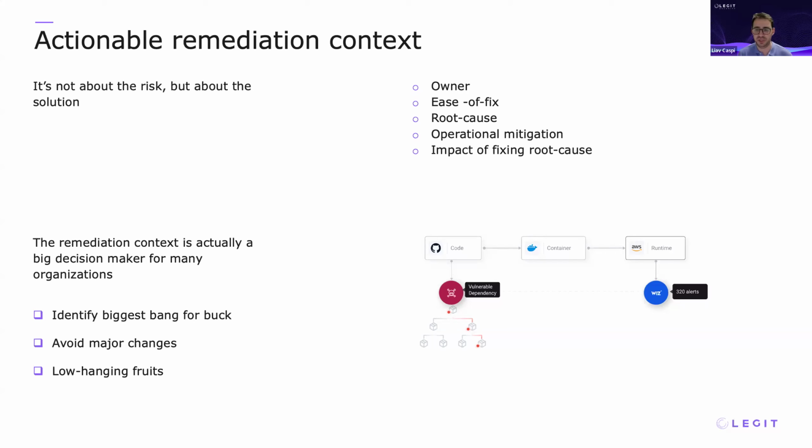Is there an operational mitigation? So is there a way to overcome it, like we don't need to upgrade the library, but we can delete it, or there is a firewall rule. So sometimes there is a workaround to mitigate the vulnerability without changing the architecture. And what is the impact of fixing the root cause?